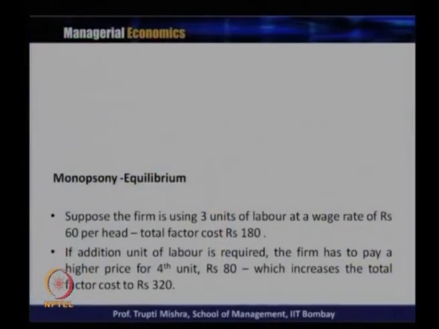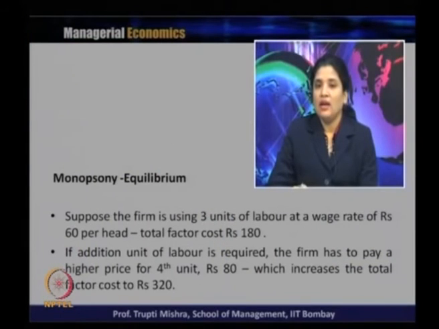We will just take a small example to understand this. Suppose a farm is using 3 units of labor at the wage rate of 60 per head, and the total factor cost when they are hiring 3 units of labor at a wage rate of 60 comes to 180. If an additional unit of labor is required, the farm has to pay a higher price for the 4th unit, that is rupees 80. Because all the units of input cannot be charged at a single wage rate, and up to 3 units they are charging 60 per head. So, the total factor cost is 180.